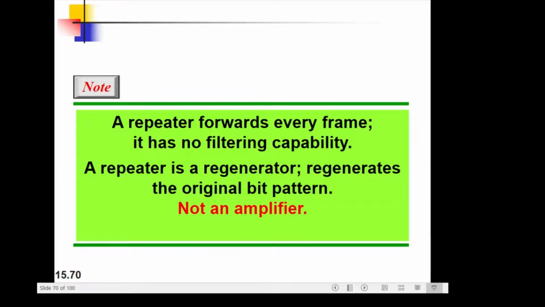The main part of the repeater that you need to remember is that it just forwards all the frames that it receives without any filtering capability. A repeater is a regenerator, regenerating the original bit pattern. It is not an amplifier. An amplifier tries to amplify the signal, but a repeater just regenerates the original bit pattern. That is the difference between the repeater and the amplifier.